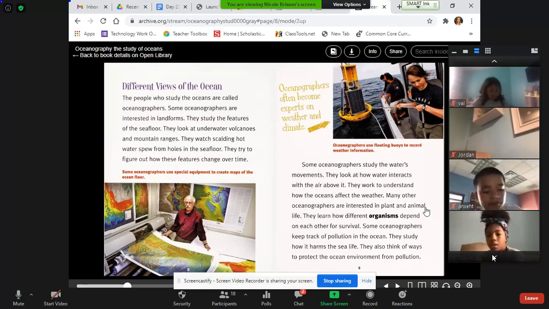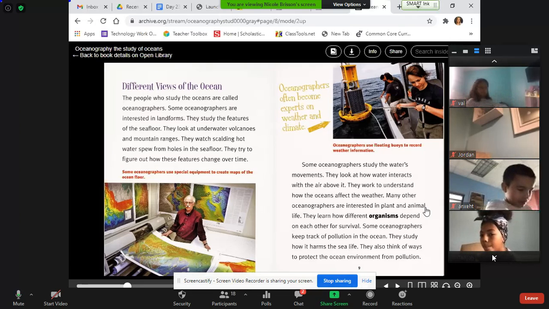So I'm going to read this section for you. It's going to be all about the different views of the ocean. Follow along with your eyes as I read it aloud. The people who study the oceans are called oceanographers. Some oceanographers are interested in landforms. They study the features of the seafloor. They look at underwater volcanoes and mountain ranges. They watch scalding hot water spew from the holes in the seafloor. Scalding hot is like going to burn so bad. They try to figure out how these features change over time.